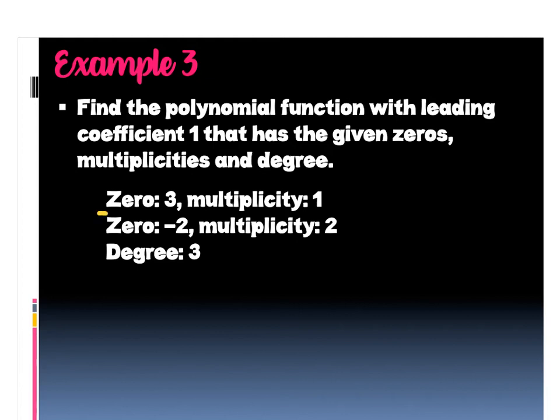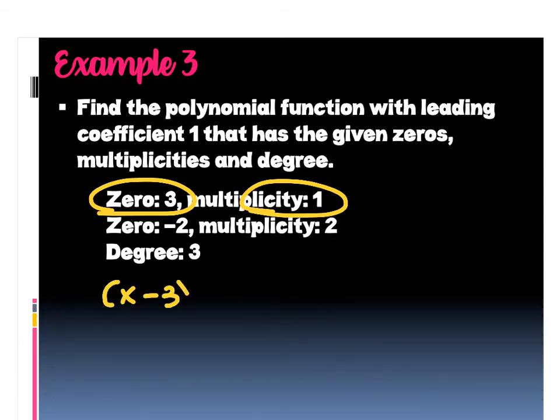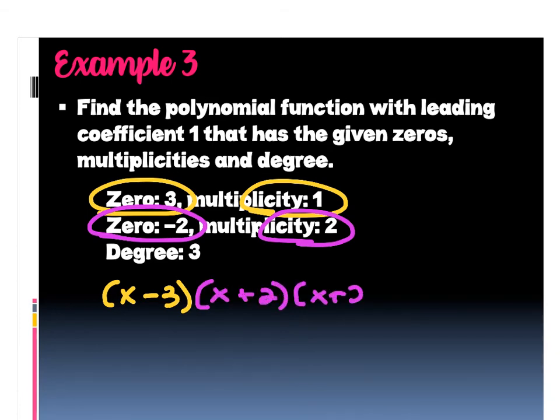That's what that first part means. Okay? If it has a 0 of 3 with a multiplicity of 1, how many parentheses of x minus 3 am I going to have? 1. If it has a 0 of negative 2 with a multiplicity of 2, how many x plus 2's am I going to have? 2. And degree of 3 tells you what? Good. The highest exponent should be x cubed. Okay? So if you've done it right, it should work itself out.